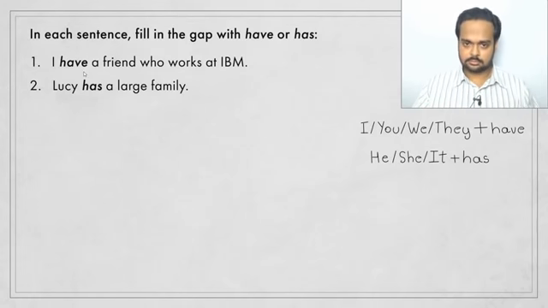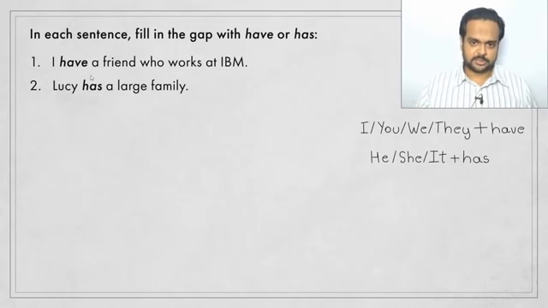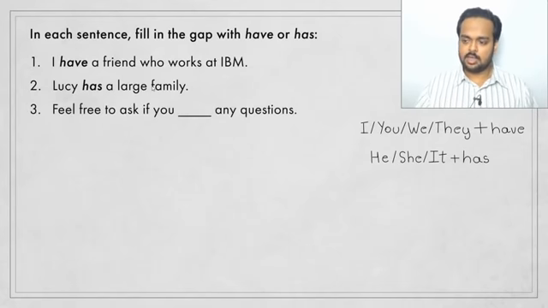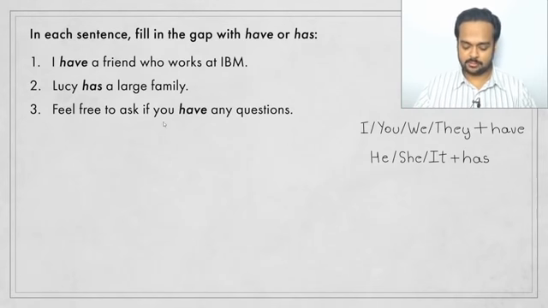I have a friend means it expresses a relationship between me and another person who's my friend. Lucy has a large family also expresses a relationship with her family. But here we say have because the subject is I, and here we say has because the subject is Lucy. Number 3, feel free to ask if you have any questions. What's the subject? The subject is you. So have. Feel free to ask if you have any questions.